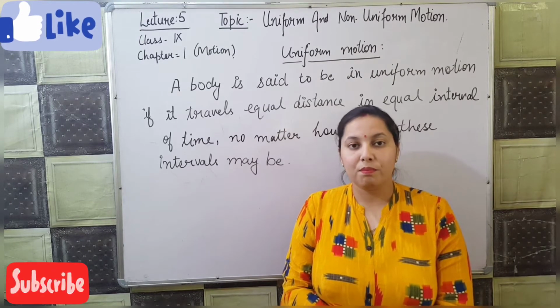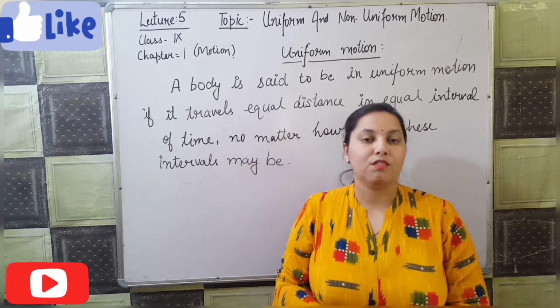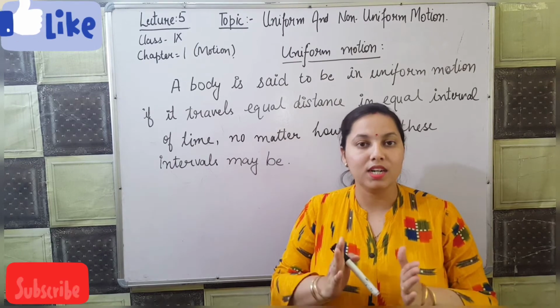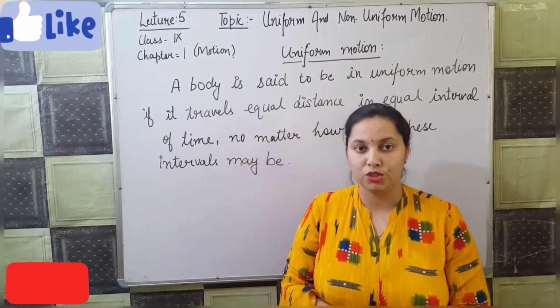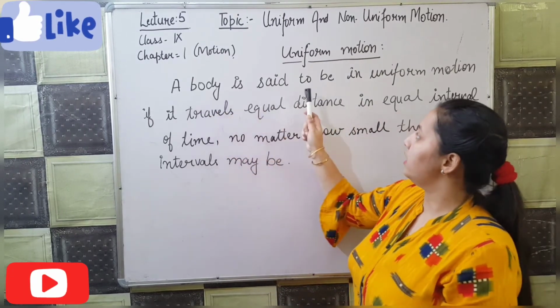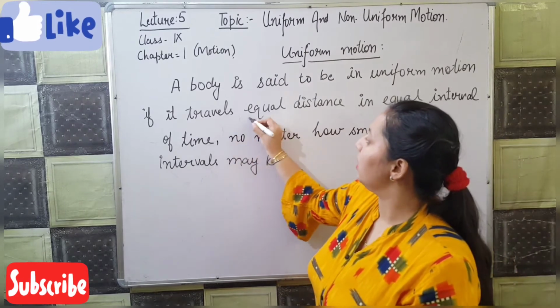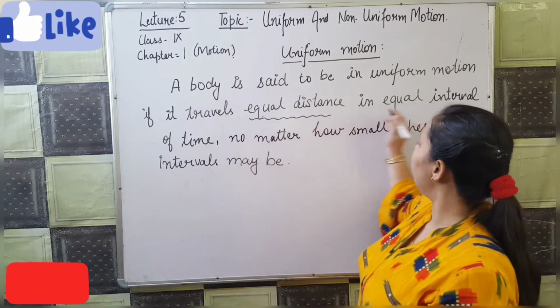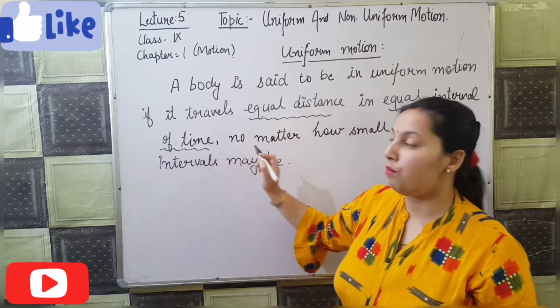The very first topic is uniform motion. What is uniform motion? When a body travels equal distance in equal interval of time, then it is said to be uniform motion. Now see here, as I have written, a body is said to be in uniform motion if it travels equal distance in equal interval of time. This is the condition for uniform motion.